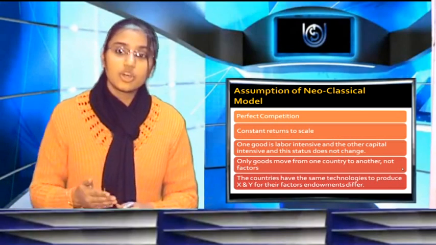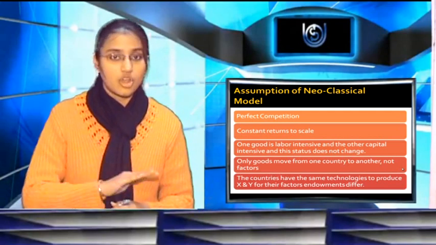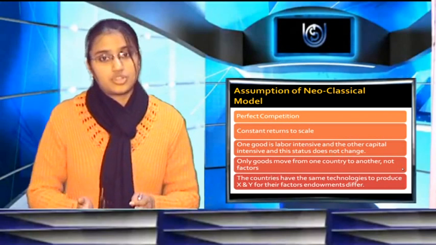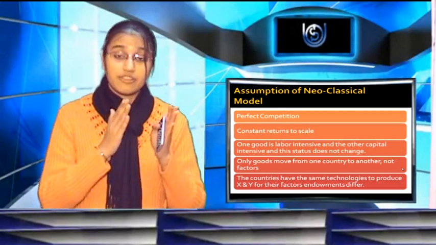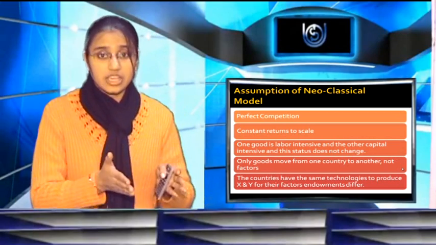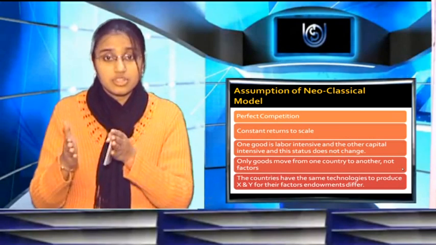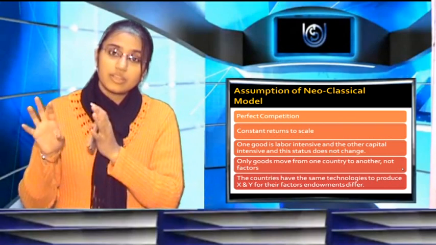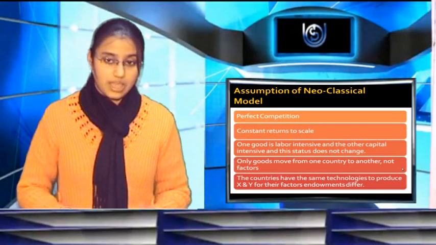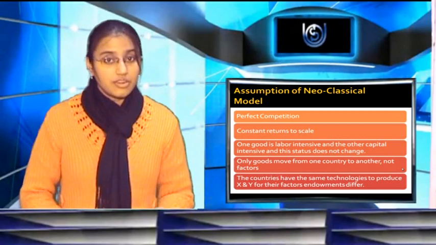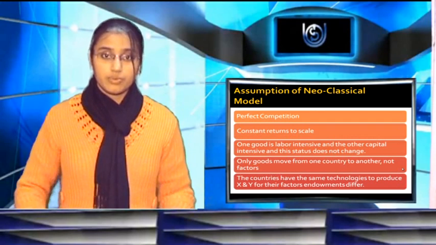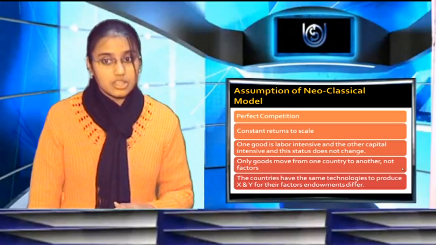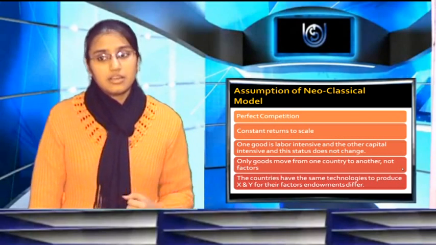The fourth assumption is that only goods move from one country to another, not the factors. That is just a movement of goods, not of factors. If country X is good in the labor factor, the labor stays in country X only. And if country Y is good in capital, the capital stays in country Y only. Only the goods are exchanged. The last assumption is that countries have the same technologies to produce X and Y, but differ in their factor endowments.